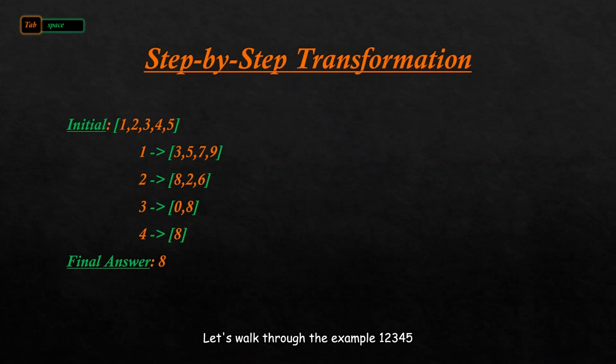Let's walk through the example 1, 2, 3, 4, 5. First step, we calculate 3, 5, 7, 9. Next, 8, 2, 6. Then 0 and 8. Finally, we are left with 8. So the triangular sum of 1, 2, 3, 4, 5 is 8.